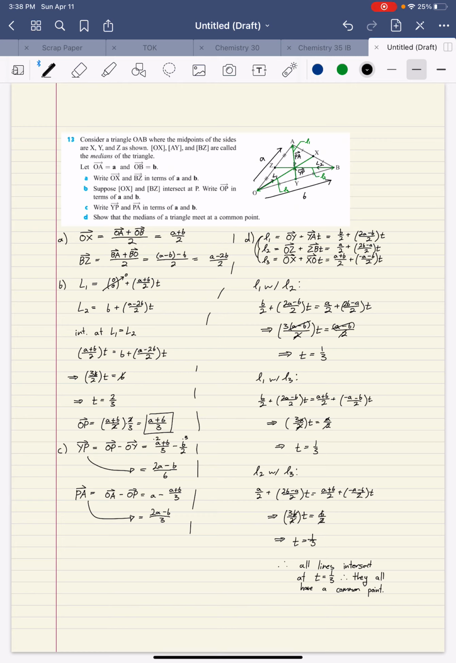The skills that are required for this are really just a basic understanding of midpoints and how to do basic vector arithmetic, and understanding of vector equations and all that. And yeah, that's basically it.